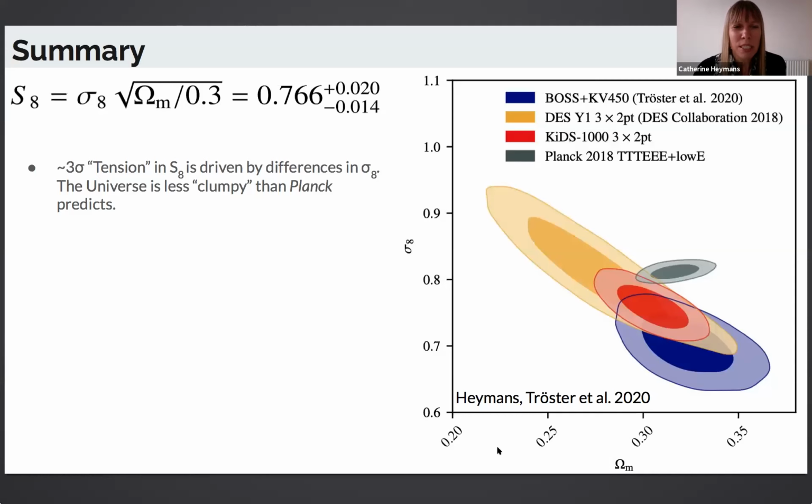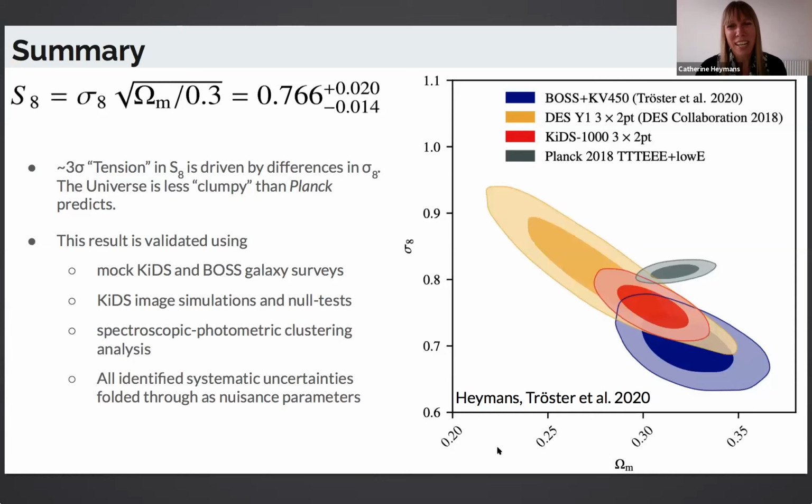I hope we've been able to give you some flavour of all of the validation that's gone on behind the scenes to ensure that this cosmological analysis is very robust. We've been validating our methods using mock surveys, image simulations, null tests, and independent spectroscopic and photometric clustering analyses. I wanted to briefly clarify that any systematic uncertainties we've identified during these technical analyses have been folded through as nuisance parameters. So the constraints that you see on the right-hand side include both statistical and systematic uncertainties.